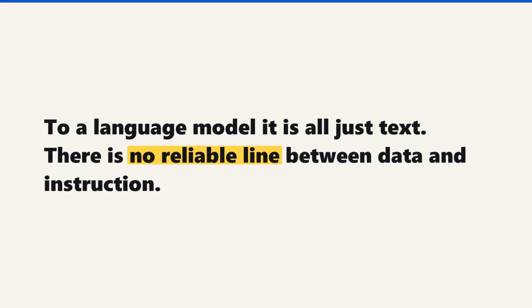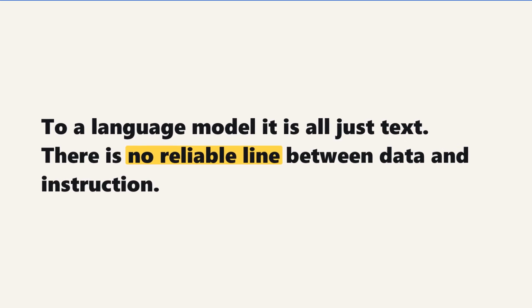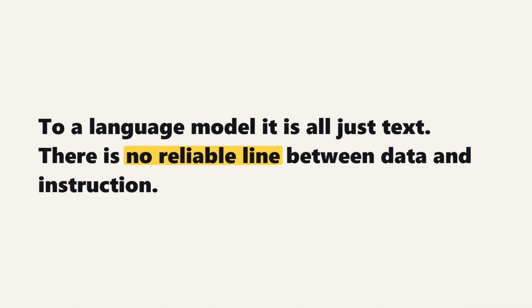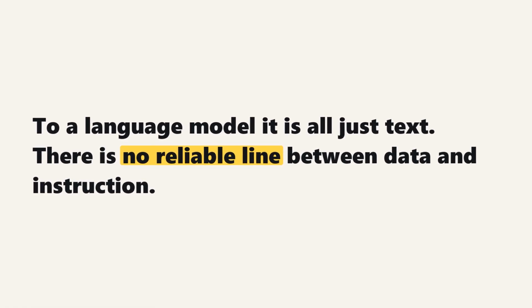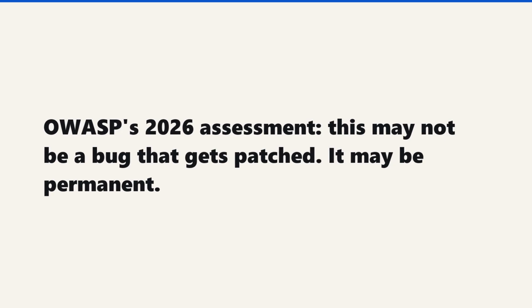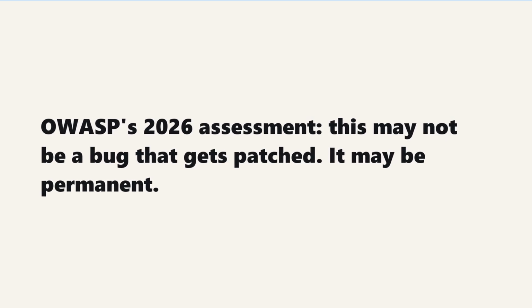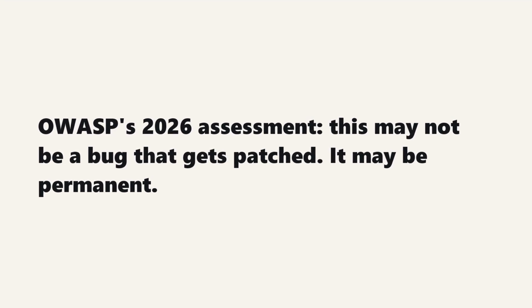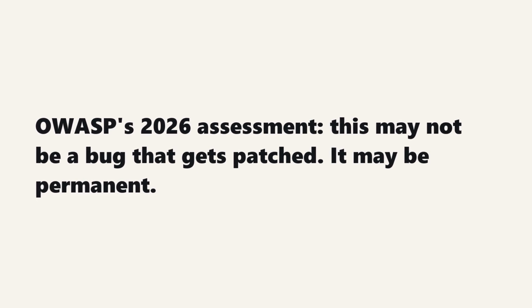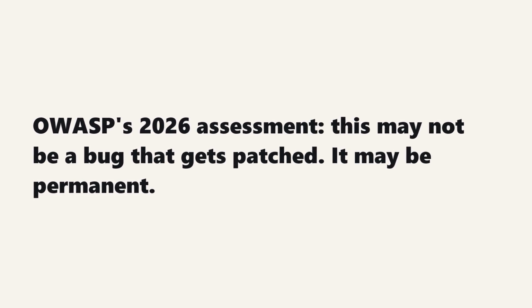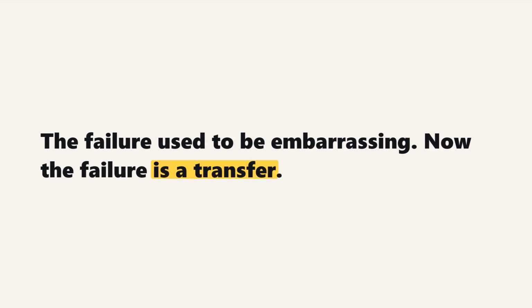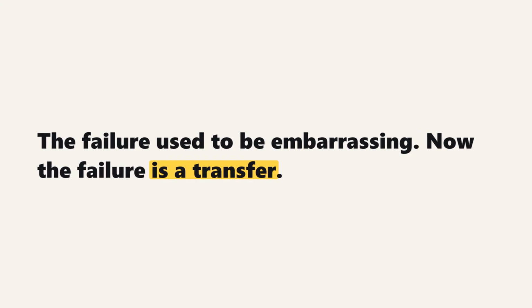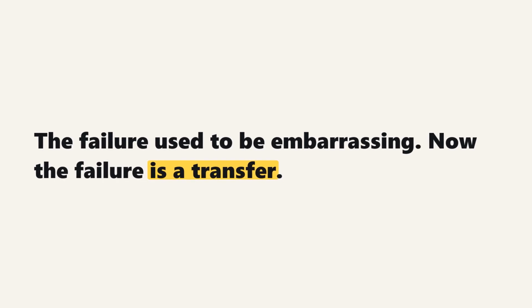The security community's assessment in 2026 is blunt. OWASP puts prompt injection at the center of agentic risk, and the harder conclusion emerging from that work is that it may not be a bug that gets patched. It may be a permanent property of building systems this way. And notice what changed as soon as those systems got a wallet. The failure used to be embarrassing. You tricked a chatbot into saying something stupid. Now the failure is a transfer.